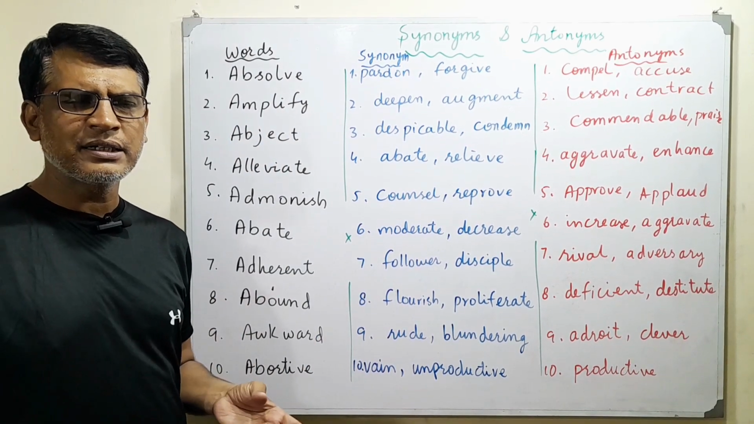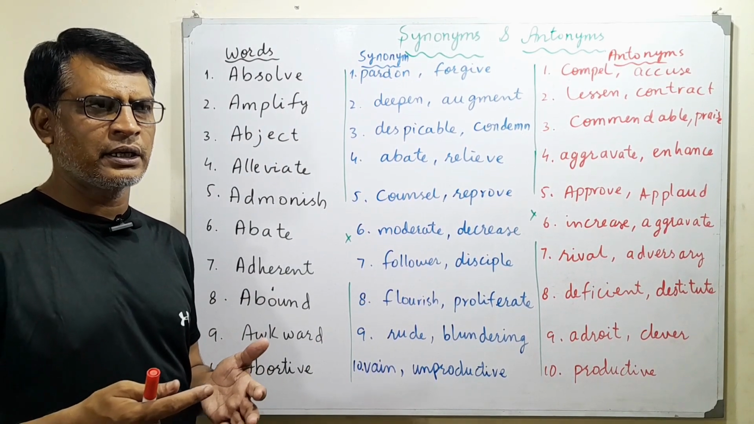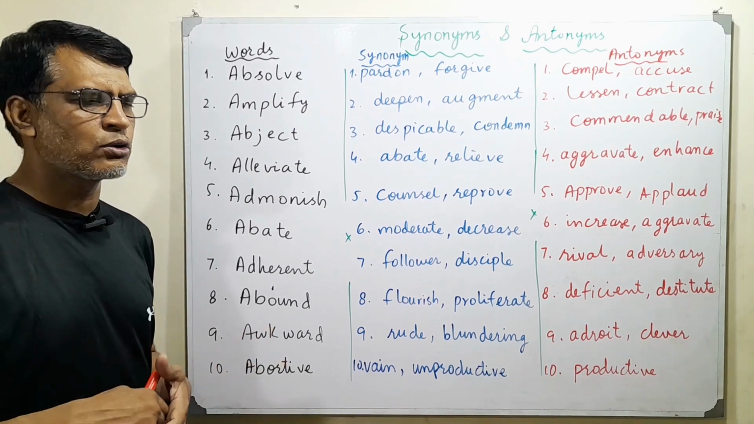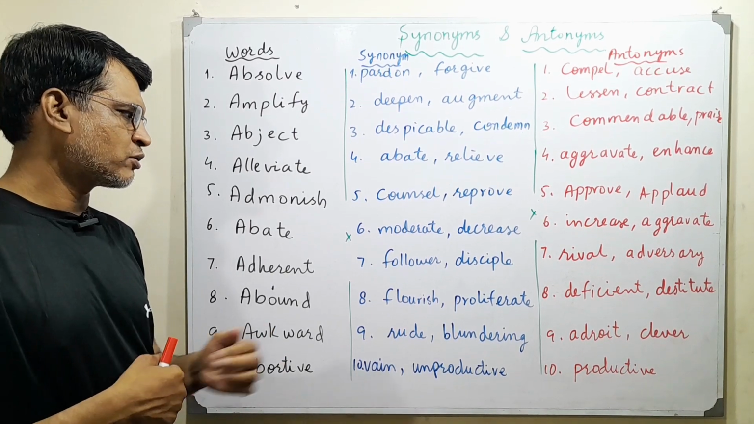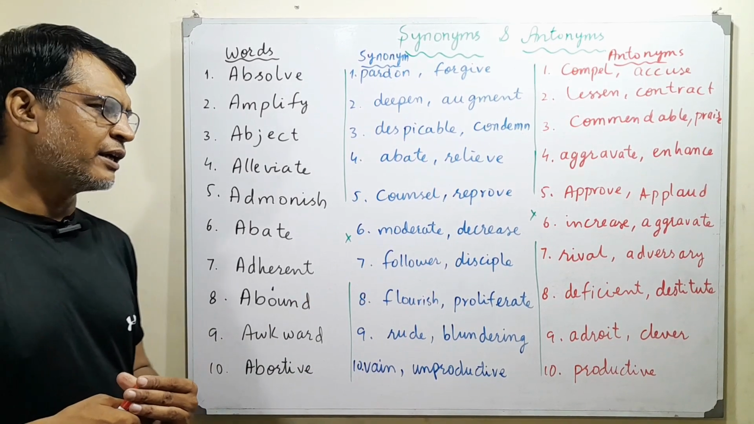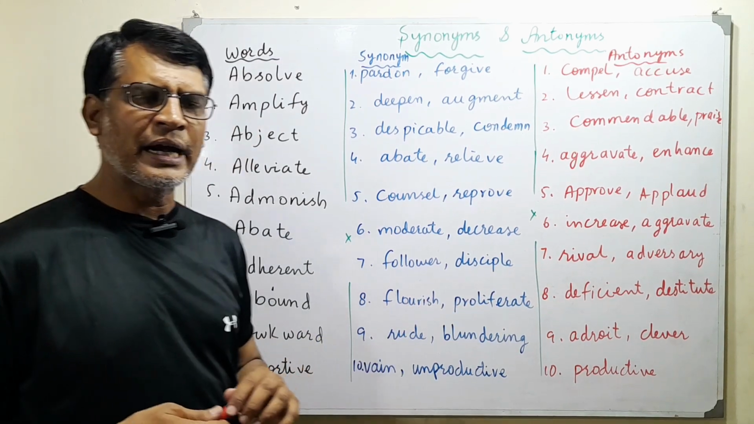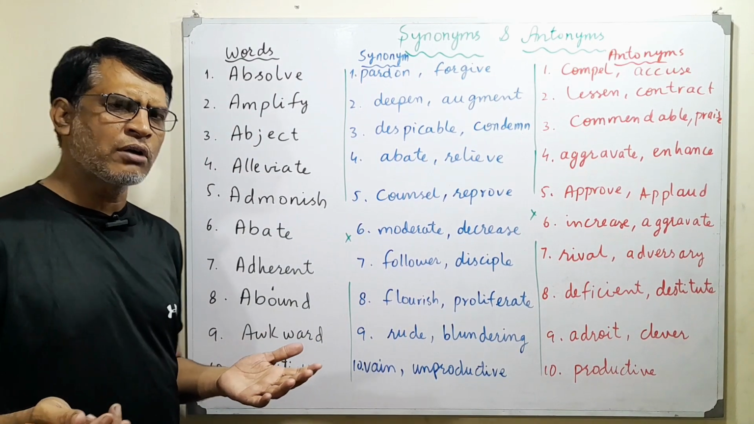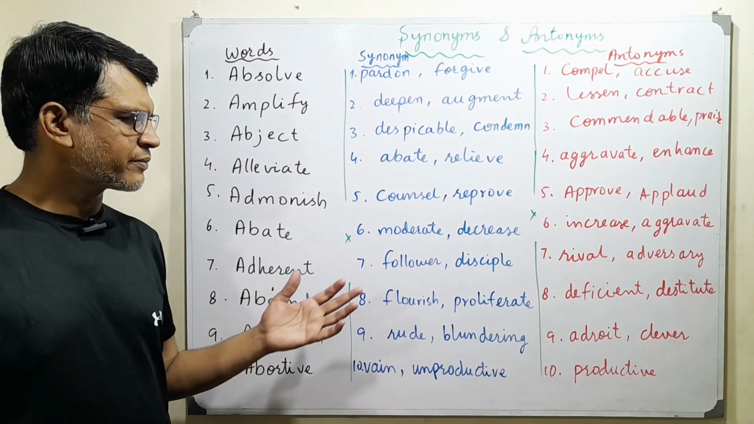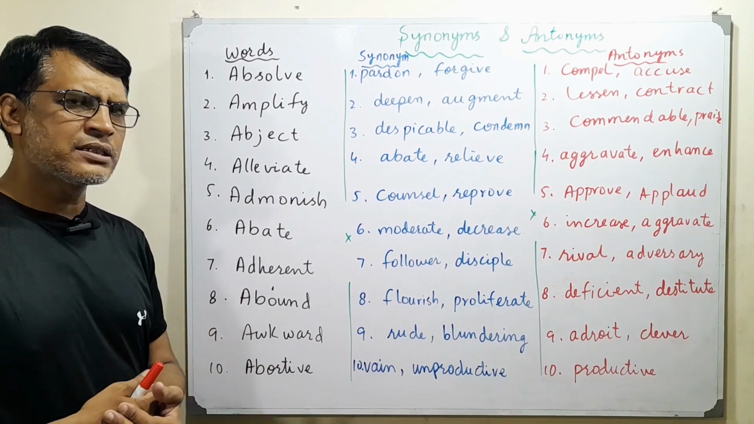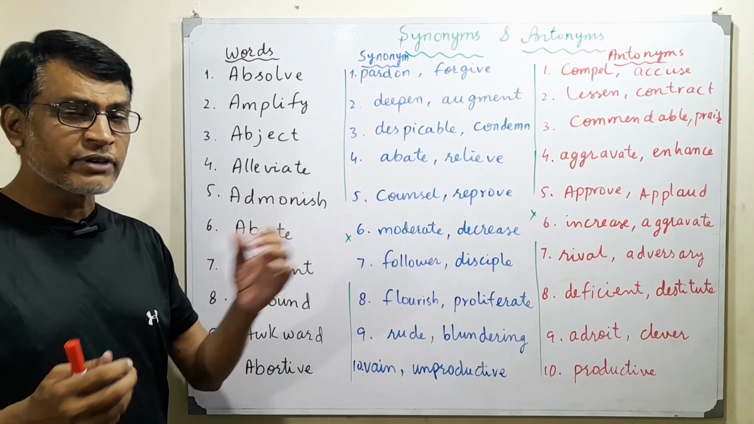Adherent. Adherents are actually followers. They are zealots, as we also call them, very close followers. So followers or disciples, and the opposite is rival or adversary. So good teachers always have adherents, which is followers, and disciples, but sometimes they also have rivals.